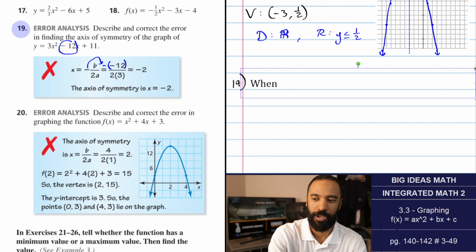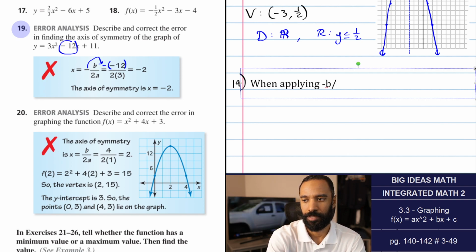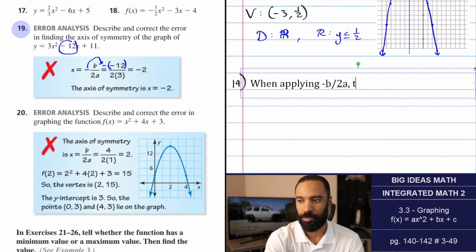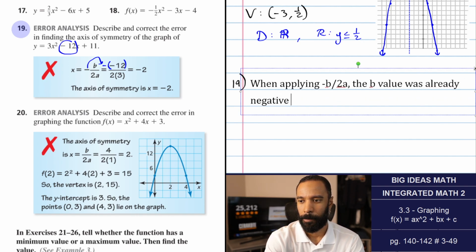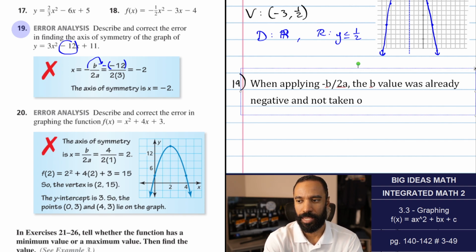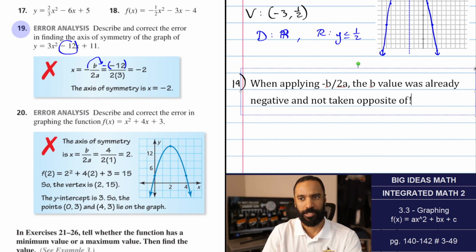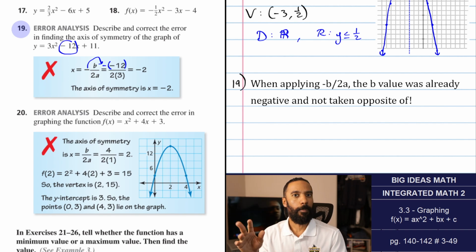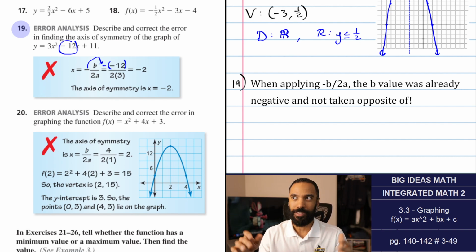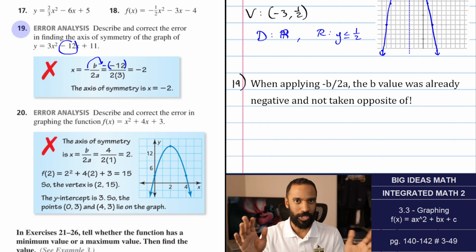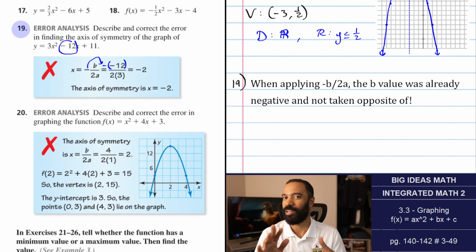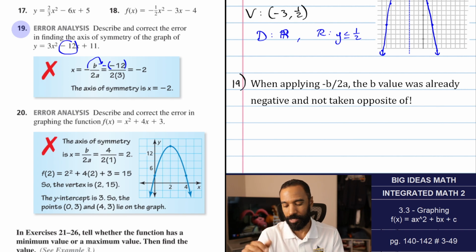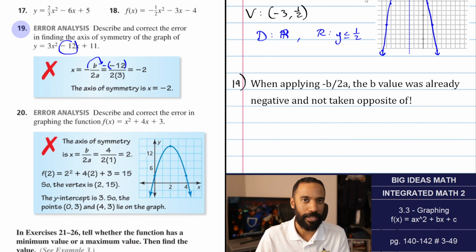All right, so how do we say that? When applying negative b over 2a, the b value was already negative and not taken opposite of. If that makes sense, right? You don't just say, oh, there's a negative in the form, the negative b, and go, oh, b's already negative, so I'll just leave it negative. No, it's not negative b over 2a. I say that, but it's the opposite of b over 2a. Makes sense? Technically, it's the opposite of the fraction, but I apply it to the numerator.